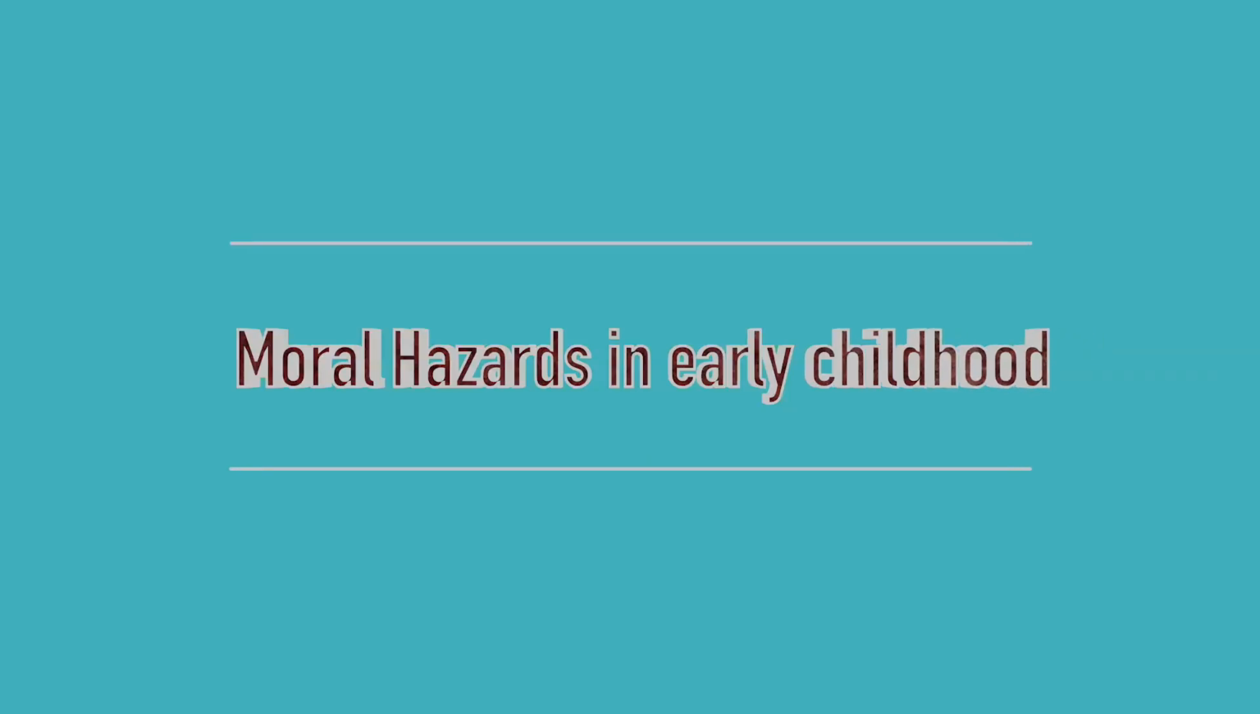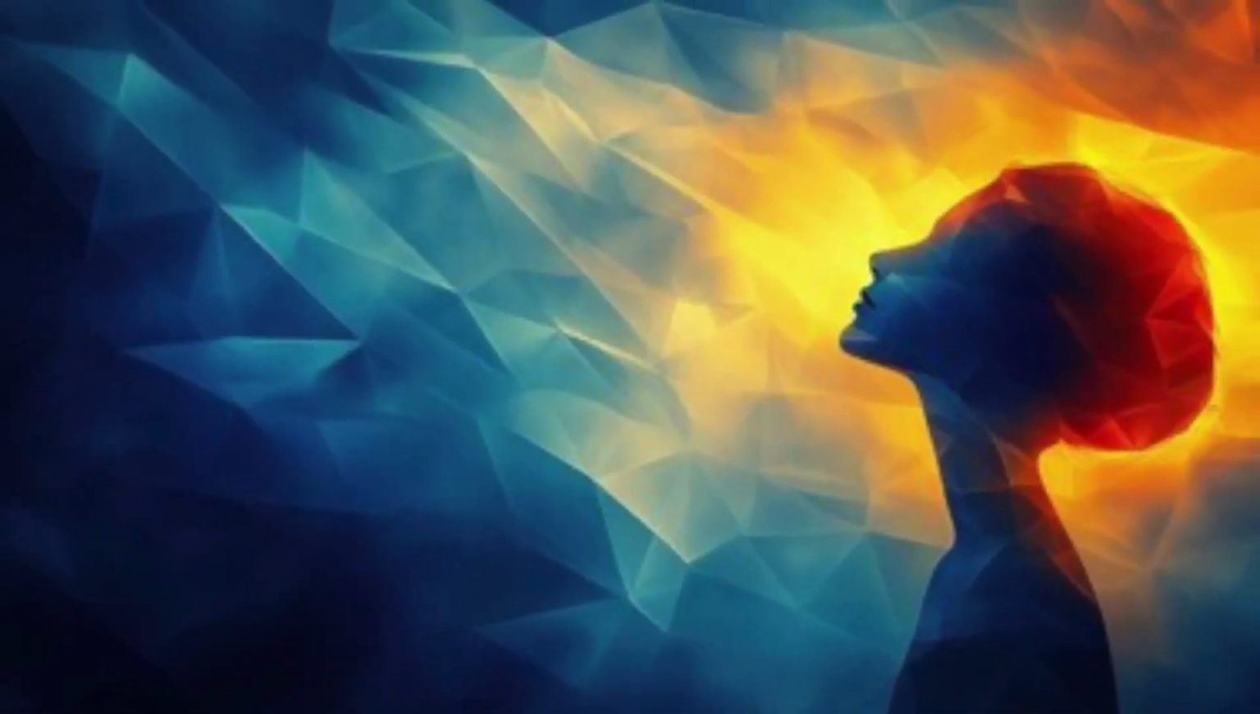Now let us move on to moral hazards in early childhood, which is another important area of development. Moral development is all about learning to distinguish right from wrong and building a sense of ethics and values. But sometimes challenges arise that can make it difficult for children to understand and apply these values in their daily lives. Now let us discuss some common moral hazards children may encounter during this stage.